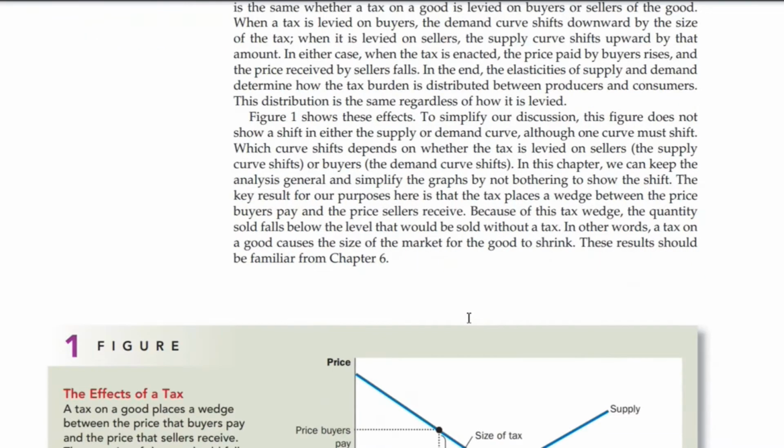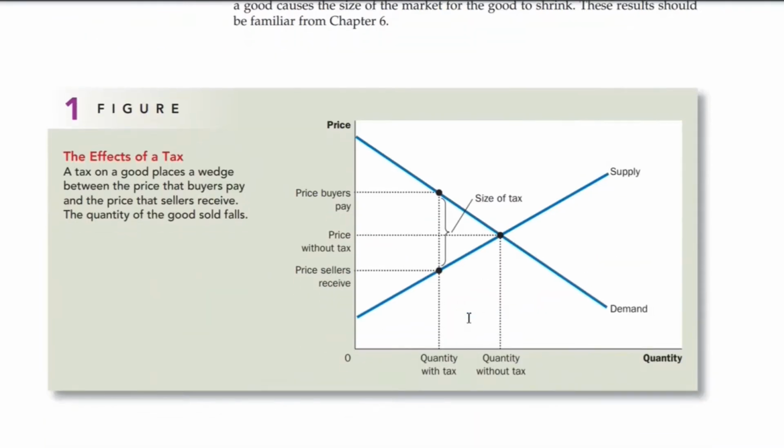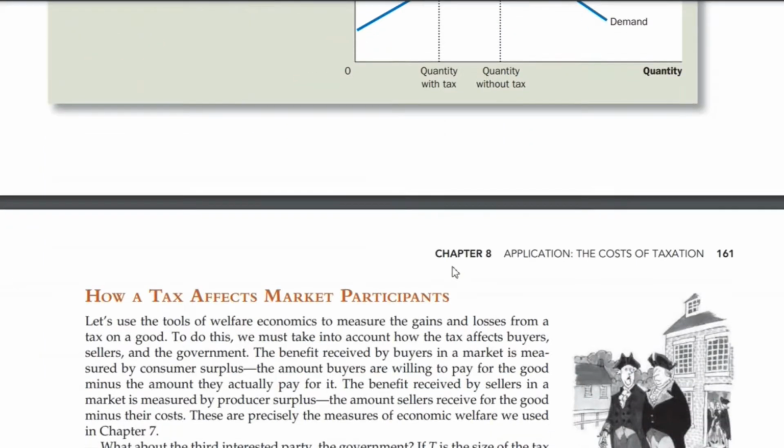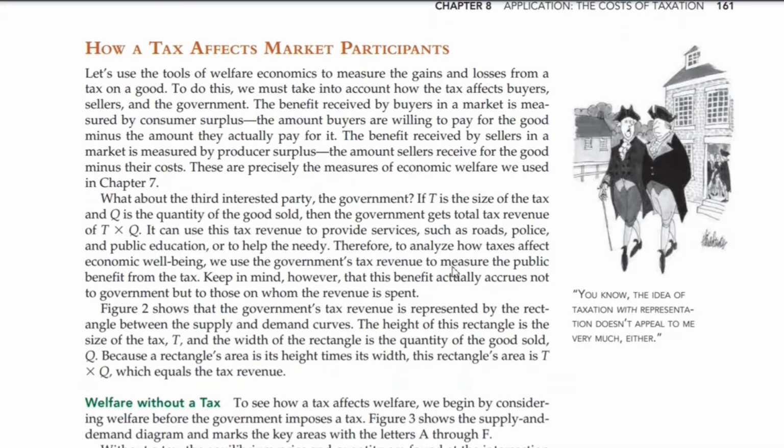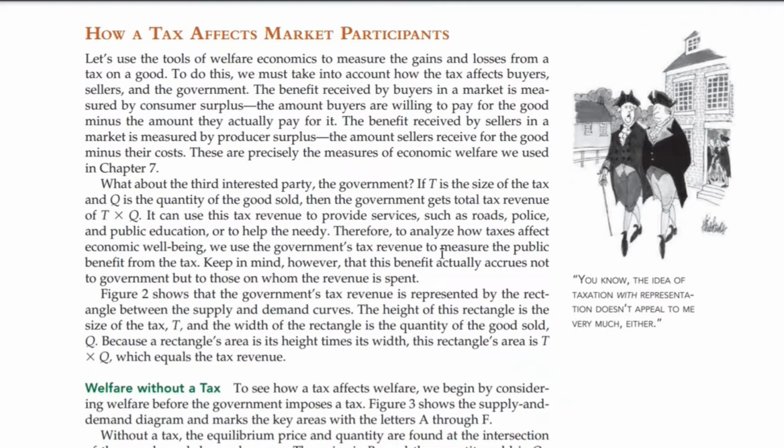To understand this better, let us take a look at this diagram. As we can see, after the tax was imposed, the price paid by buyers rises and the price received by sellers falls, along with a fall in quantity. This area is known as the size of the tax. Let us now understand how tax affects market participants. We will talk about how tax affects buyers, sellers, and the government during the course of this topic.